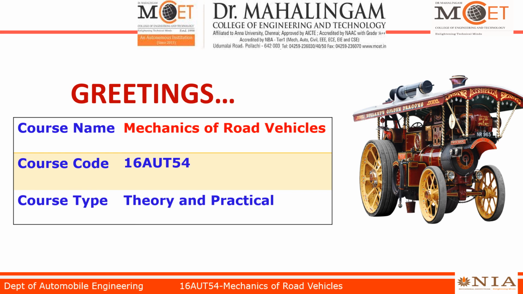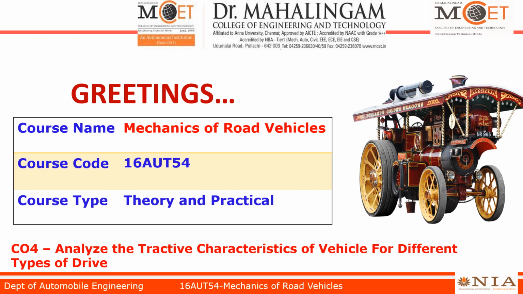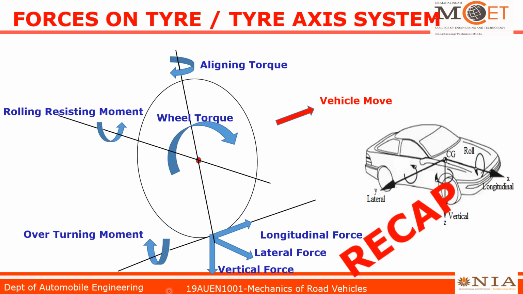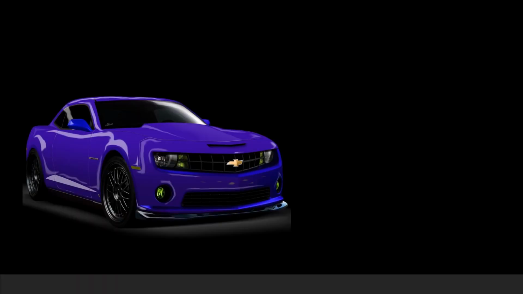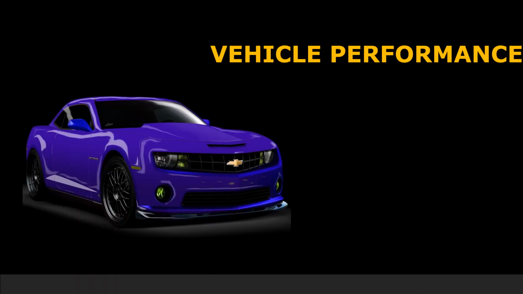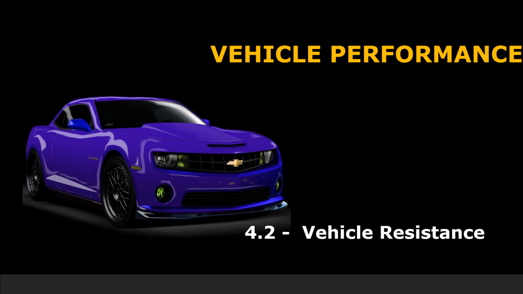Welcome back to the course Mechanics of Road Vehicles. We are discussing CO number 4, analyze the tractive characteristics of vehicle for different types of drive. We are in unit number 4, vehicle performance. The topic of resistance and tractive forces.